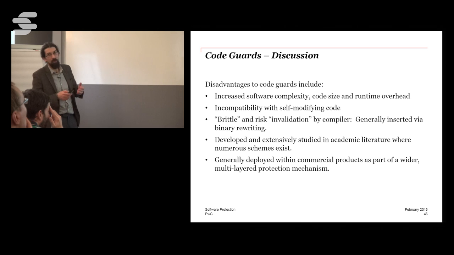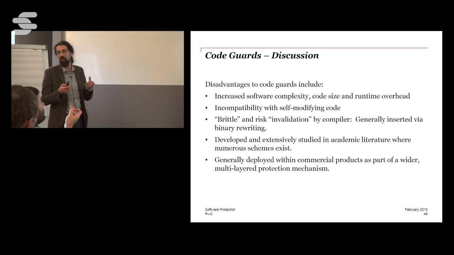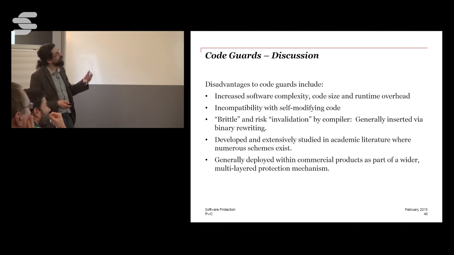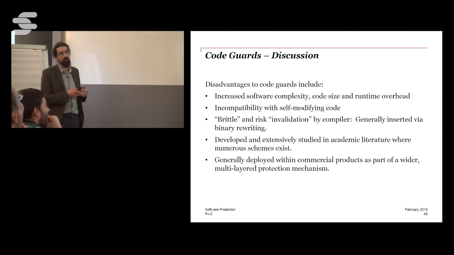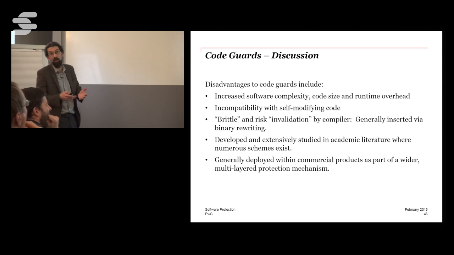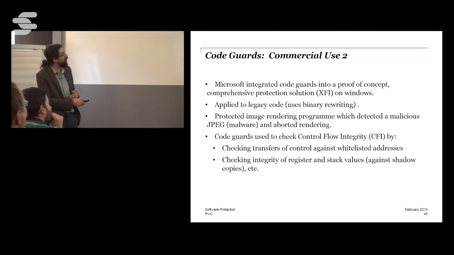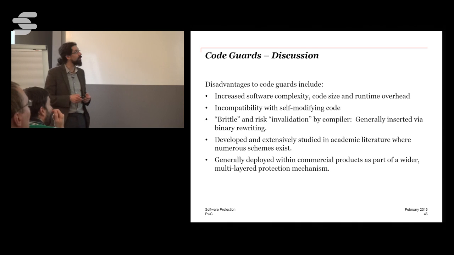Same thing again: you're adding more stuff into your code. It becomes bigger. It becomes slower. The guards can be brittle because you want to place them at certain places. The compiler might optimize these guards and move them around, or remove them, rewrite them, and actually break their functionality. So a lot of the time, guards are done using binary rewriting after the compiler has compiled your code, unless, of course, you've got a code-guard-aware compiler, which generally doesn't exist. Even the Microsoft solution, where they have full control over their whole software stack, they do using binary rewriting on existing executables.